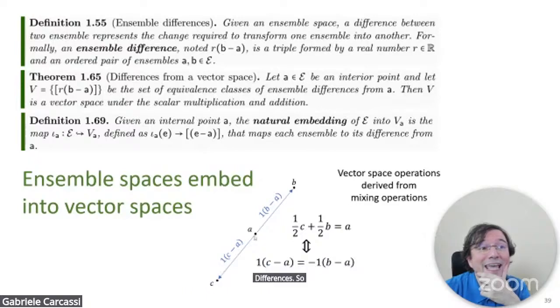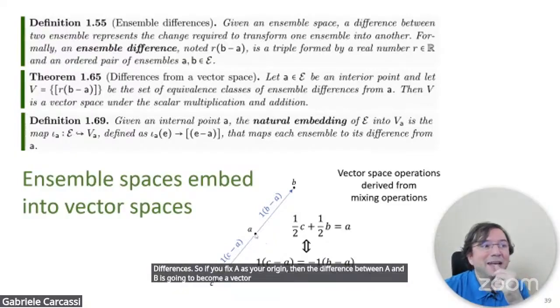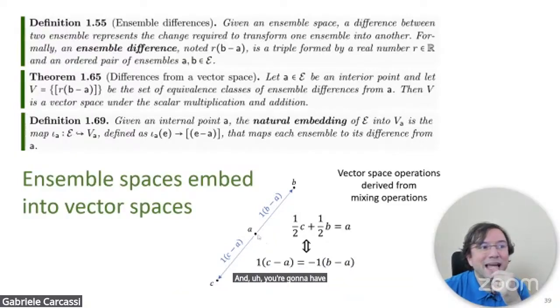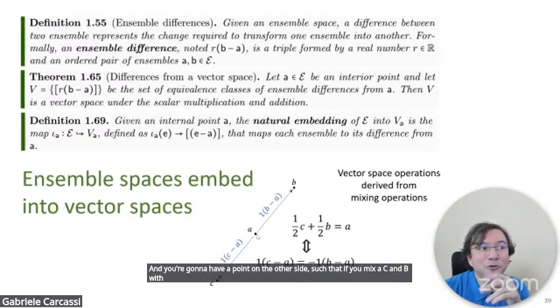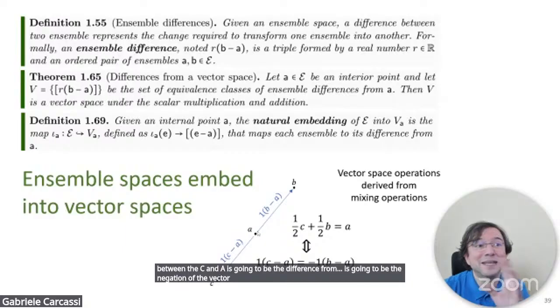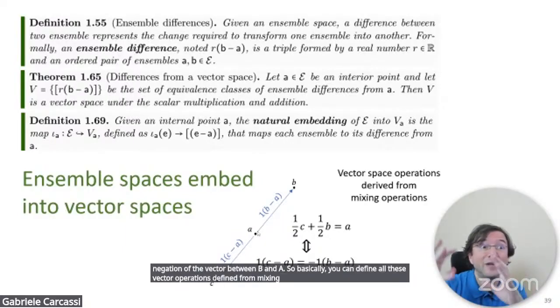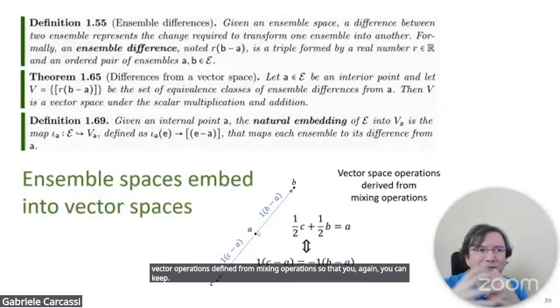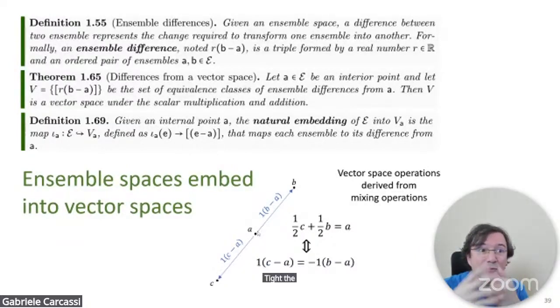If you fix A as your origin, then the difference between A and B is going to become a vector. And you're going to have a point on the other side such that if you mix C and B with an equal amount, you're going to get A. Then it means that the vector between C and A is going to be the negation of the vector between B and A. So basically, you can define all these vector operations from mixing operations, so that you keep tight the connection between these two things.